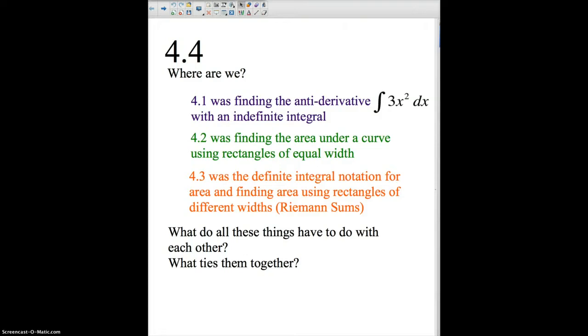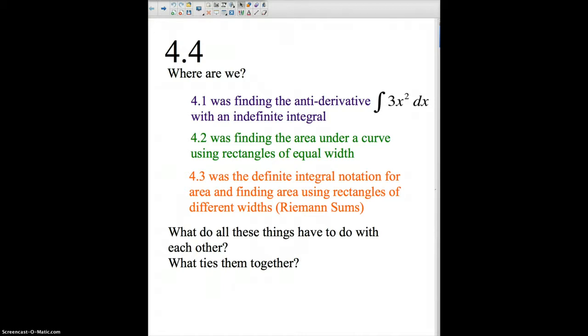This is part 1 of section 4.4, and I just want to do a little review of where we are. 4.1 was finding the antiderivative of integrals like 3x squared dx with an indefinite integral. So we added 1 to the exponent, divided by the new exponent, and remembered to include plus a constant because it just gave us a family of possible original functions that when we took the derivative of them, their answer was 3x squared.